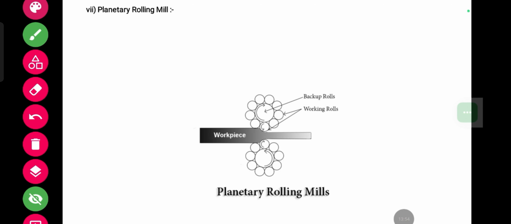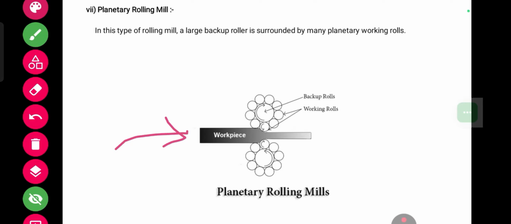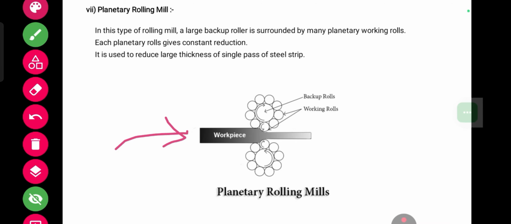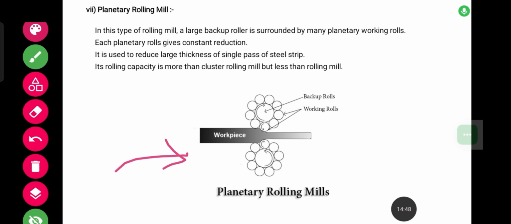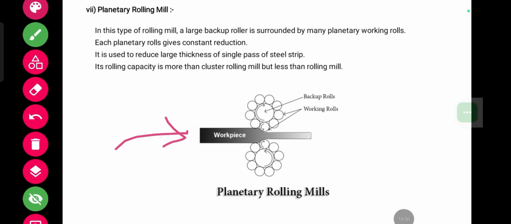Now we will see the seventh rolling mill, which is planetary rolling mill. Here is the diagram of the planetary rolling mill. In this type of rolling mill, a large backup roller is surrounded by many small planetary working rolls. Each planetary roll gives constant reduction. It is used to reduce large thickness in a single pass of steel strip. Capacity is more than cluster rolling mill, but less than tandem rolling mill.